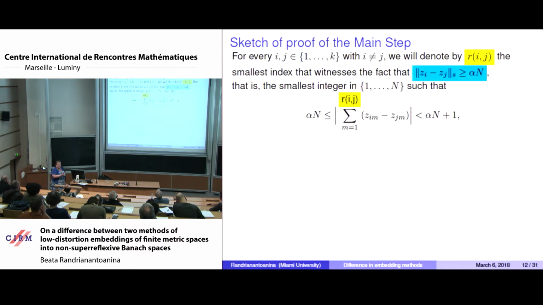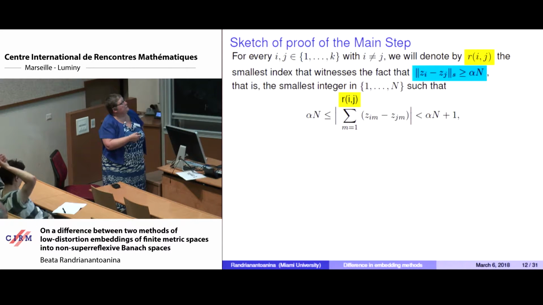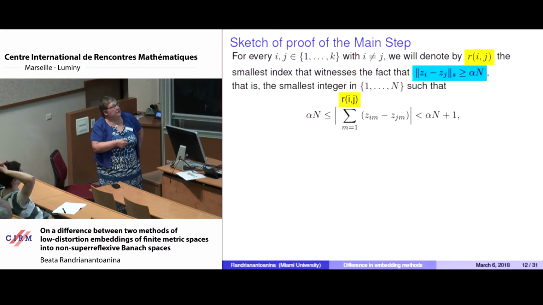The proof is slightly technical, but I decided to do it in pictures. So hopefully this will be readable. The first thing we do is, I have those ij in my set of midpoints, and I will denote by Rij the smallest index which witnesses the fact that the summing norm of the distance is at least alpha n. Right? Such a thing certainly has to exist, and I am taking the smallest of them.